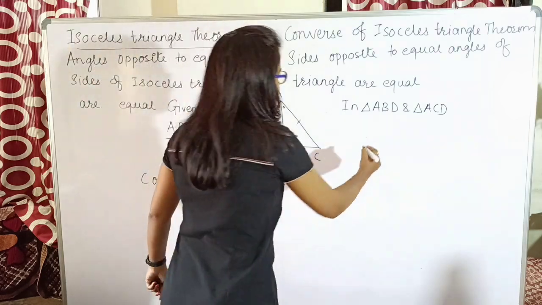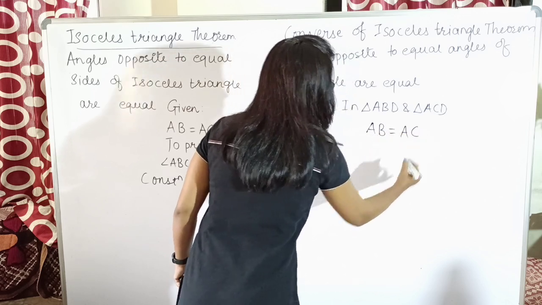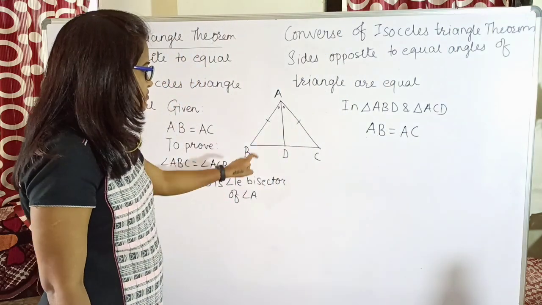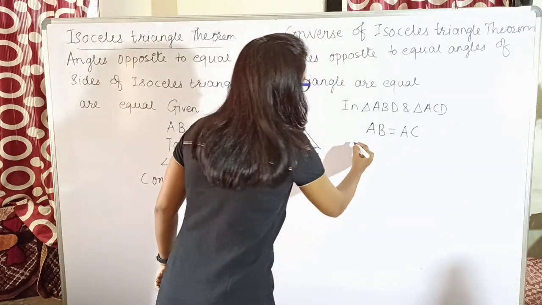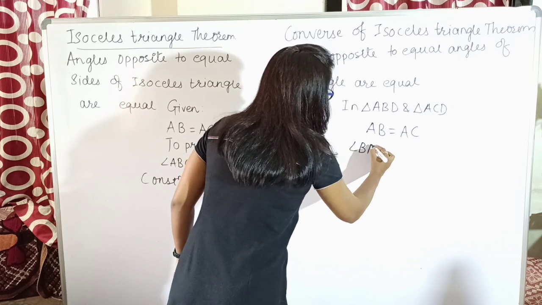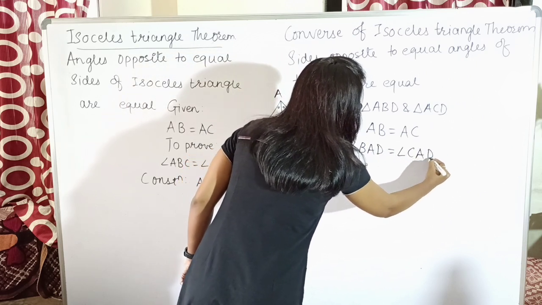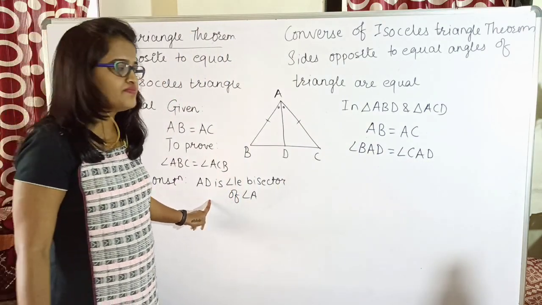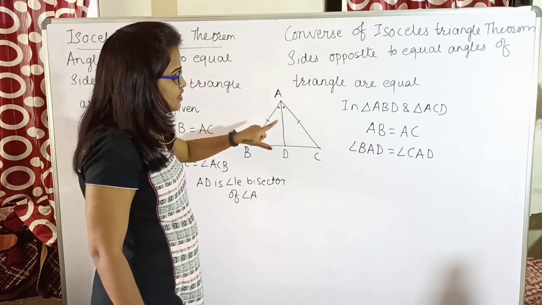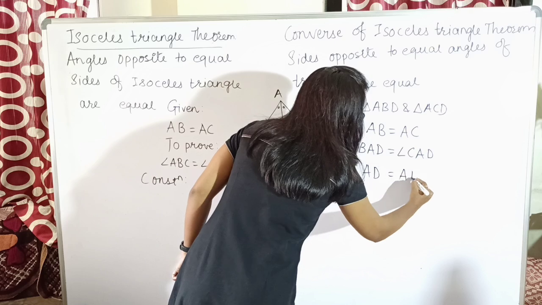In triangle ABD and triangle ACD, AB is equal to AC. Why? Because it is an isosceles triangle. Further, angle BAD is equal to angle CAD. Why? Because we have drawn an angle bisector, AD is the angle bisector. AD is equal to AD. Why? Because that is the common side.